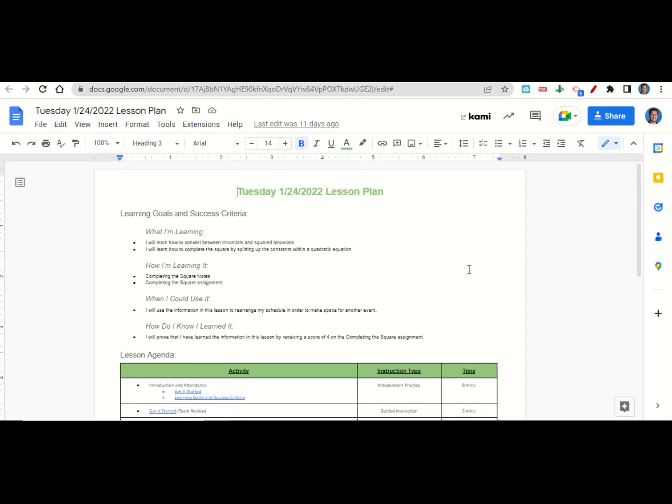First, what are we learning? We're learning how to convert between trinomials and squared binomials, and how to complete the square by splitting up the constants within a quadratic equation. How are we learning it? Through the completing the square notes and the completing the square assignment.